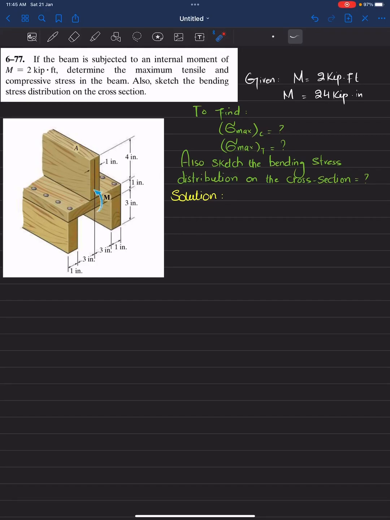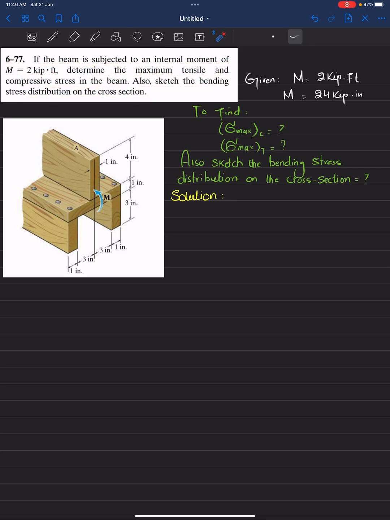Welcome back. Problem 6-77. The statement is: the beam is subjected to an internal moment of 2 kip-feet. Determine the maximum tensile and compressive stress in the beam. Also sketch the bending stress distribution over the cross section.